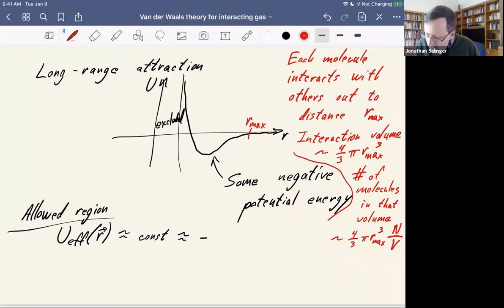And so then the effective potential energy is going to be some negative constant times this number of molecules. Right. So it will be some negative constant, which is, I don't know, something like this amount. So some negative, I'll call it constant prime, times this number of molecules. So that is 4/3 pi R max cubed N over V.